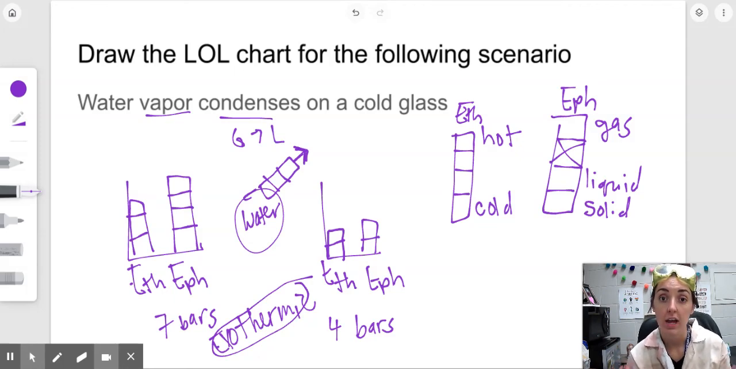And so that is our LOL chart. So your keys are to make sure that your E phase is correct. There's no wiggle room there. And then at the end, make sure you account for all your bars. You can't just have bars appear or disappear. You need to account for all of those energy bars. And that's your energy bar charts.